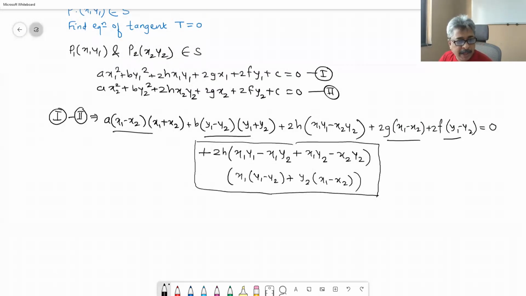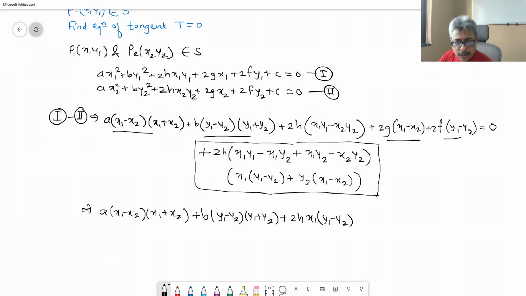So whatever this calculation is, using this, let me write it down once again quickly, and maybe then we factorize. So we get, this implies a(x1 minus x2)(x1 plus x2) plus b(y1 minus y2)(y1 plus y2) plus 2hx1(y1 minus y2) plus 2hy2(x1 minus x2) plus 2g(x1 minus x2) plus 2f(y1 minus y2) is equal to 0.